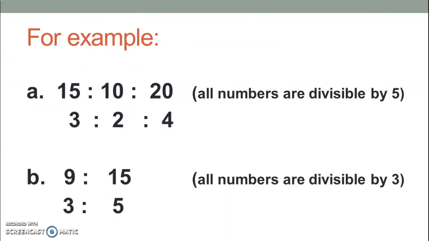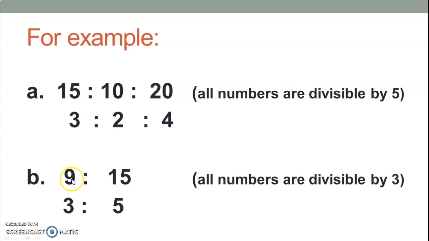Another example, 15 to 10 to 20. It's a question. So you have to identify the number by which all these 3 numbers are divisible. All numbers are divisible by 5. So 5 3s are 15, 5 2s are 10, 5 4s are 20. So 3 to 2 to 4 is the simplified form.